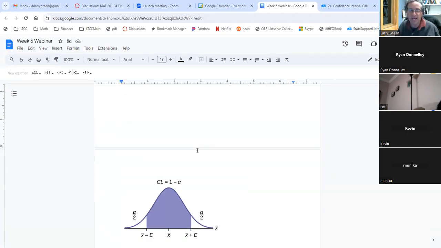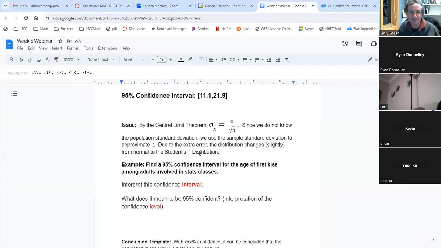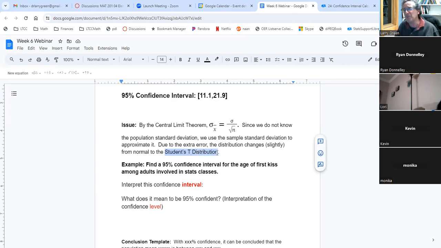Okay, so that is this extra. It's called the student's t-distribution. If you have a large sample size, you wouldn't even notice the difference between the student's t-distribution and the normal distribution. Slightly different. If you have a small sample size, it becomes more obvious.